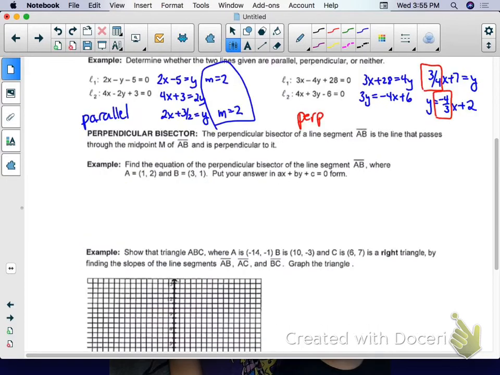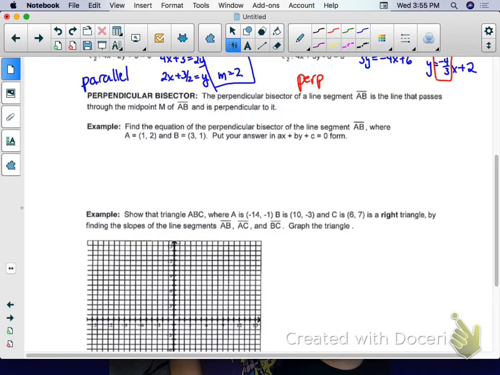Okay. Perpendicular bisector. A perpendicular bisector is a line that passes through a midpoint and is also perpendicular at that midpoint. So let's find the equation of a perpendicular bisector of a segment AB, where A is equal to and B is equal to, and we'll put that answer into standard form. Okay, so first of all, I have to find where the midpoint is because that's where the perpendicular bisector is going to go through. That's pretty easy to do here.